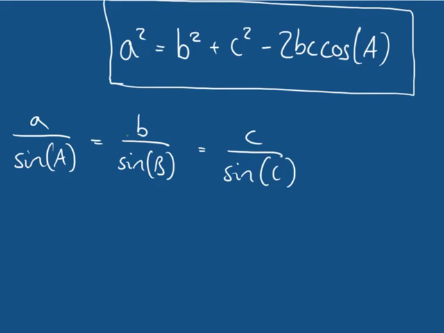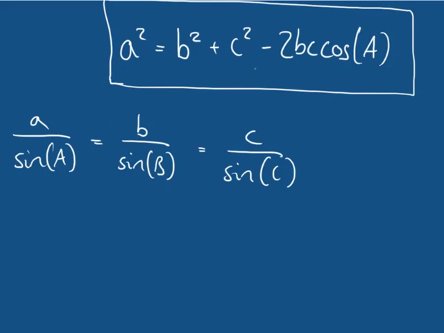The cosine rule, however, lets us find the length of any edge if we know the length of the other two edges and any single angle in our triangle. Now granted, it is easier to find the length of an edge that is opposite the angle that we know, because it's easier to rearrange this to solve for A than it is to rearrange this to solve for B or C, but it can be done. You can rearrange it to solve for any edge.